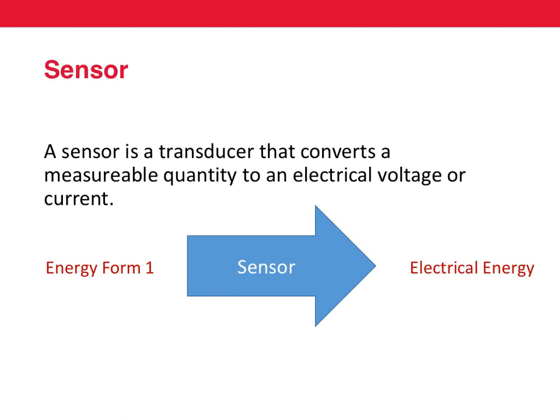Now, a sensor is a subset of transducers. A sensor is a transducer which converts any physical energy into electrical energy. So the output of a sensor is always electrical energy. Can you think of a few examples of sensors?